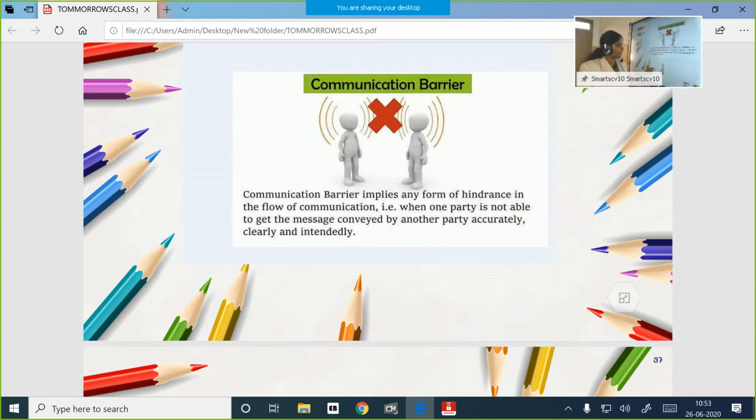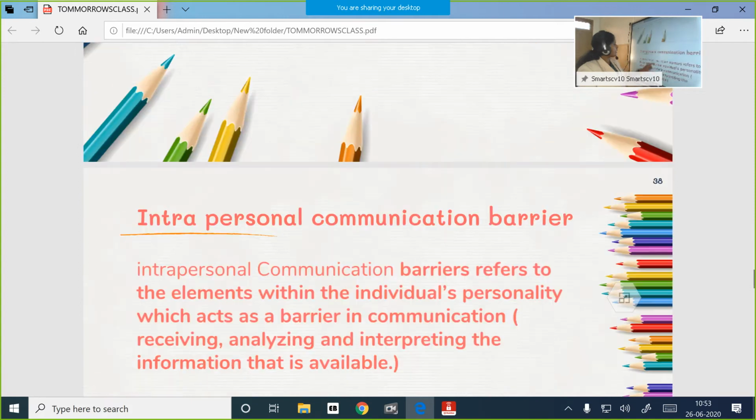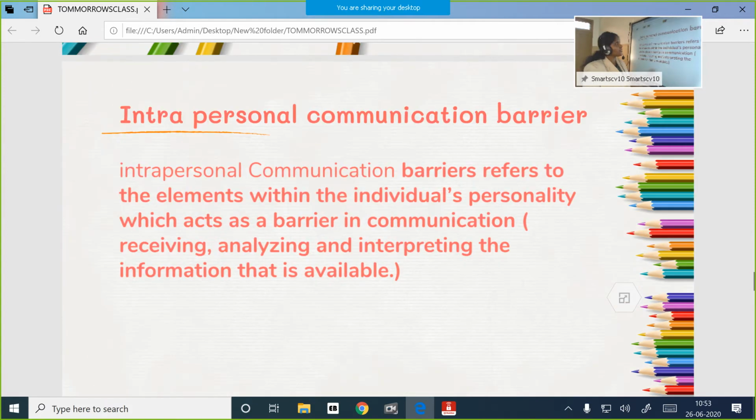There are certain hindrances. What are they? Let us see. What are the barriers of communication? First one is intrapersonal communication. Intrapersonal communication is when we communicate with ourselves. Suppose we sing a song to ourselves after listening to a song, isn't it? That is actually intrapersonal communication, which we do with ourselves.